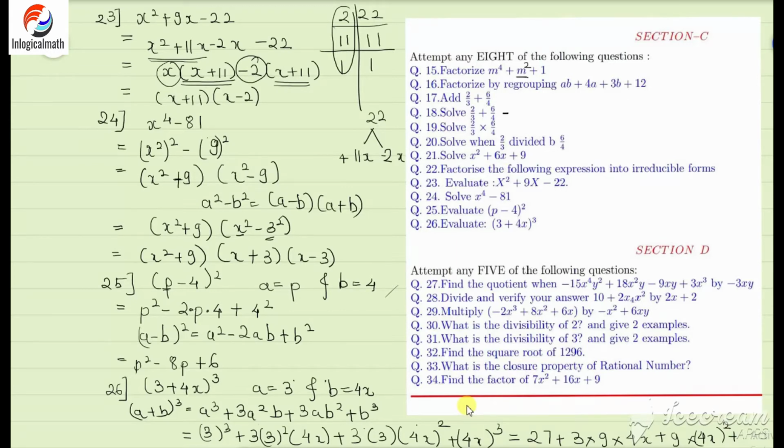So 4 cube is what? 64, and x cube. Okay, so x cube is x cube. And there is one extra step, so for this you solve by yourself. If any query, mention in the comment.